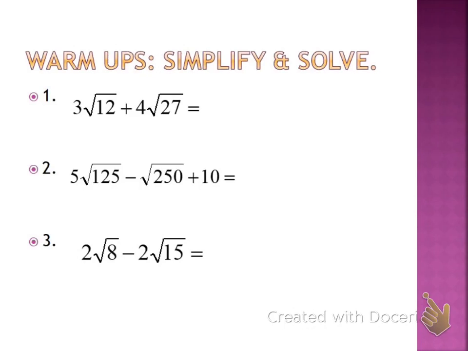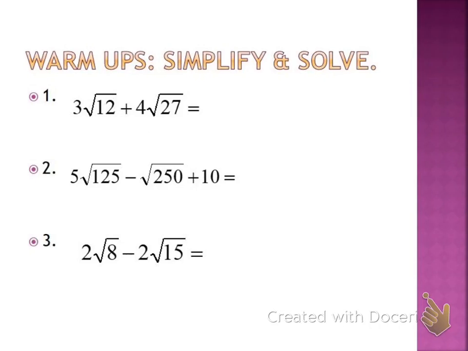So, for our warm-ups, this is what we did yesterday. Adding and subtracting radicals, the first thing we have to do is simplify them. So we need to check to see if these radicals can be simplified. The number out front just stays out in front. It will get multiplied to any other number that comes out front.